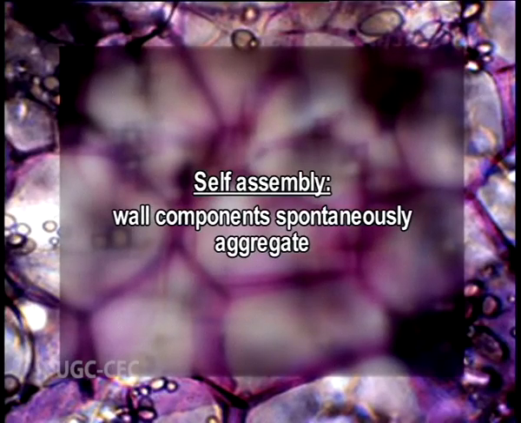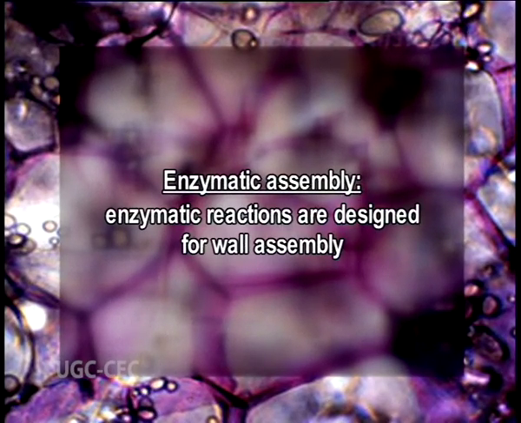Exactly how wall components join together to form the wall once they are in place is not completely understood. Two methods seem likely. First, self-assembly. This means that wall components spontaneously aggregate. And second, enzymatic assembly. Various enzymatic reactions are designed for wall assembly. For example, one group of enzymes stitches xylans together in the wall to form long chains. Oxidases may catalyze additional cross-linking between wall components, and pectin methyl esterase may play an important role.